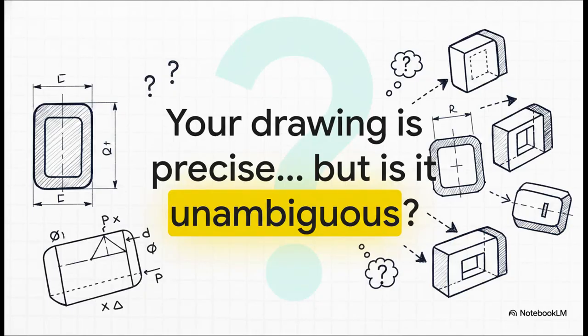So I'm going to leave you with this one question to think about. I know your drawings are precise, but after everything we've talked about, are they unambiguous? Can you say with absolute certainty that there is no room for misinterpretation? Because that is the real standard that GD&T challenges all of us to meet.